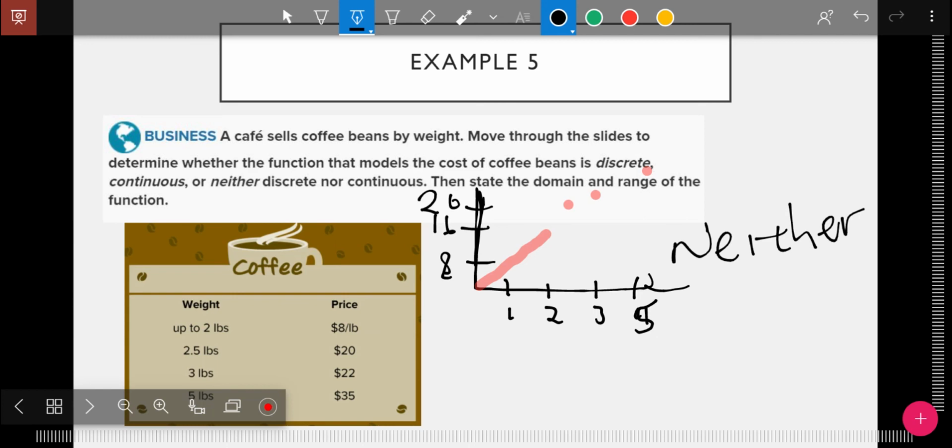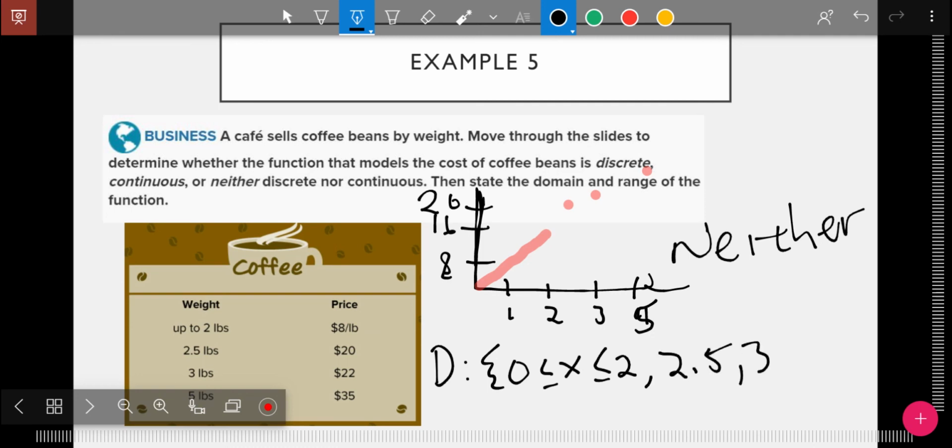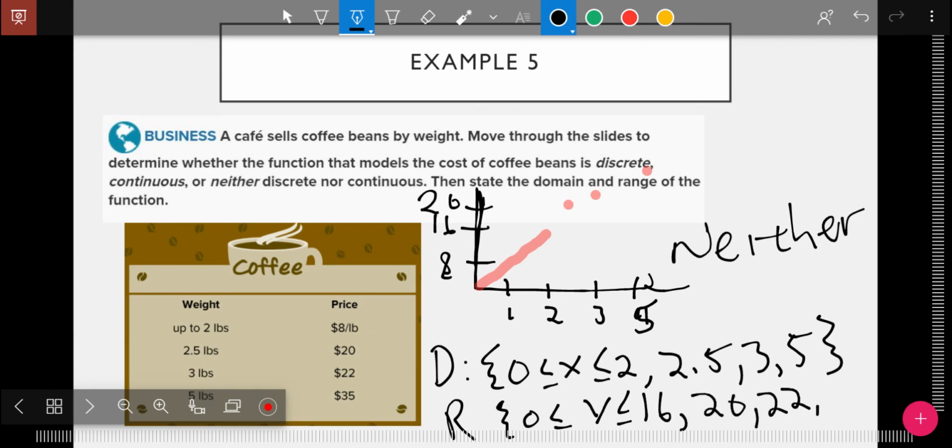Now, this problem also says, then state the domain and range. So let's talk about the domain. The domain is the set. Well, it went from 0 to 2, pretty continuous. So I'm going to say it goes from 0 to 2. But then it jumps to just random points, 2.5, 3, and 5. The range, same kind of thing happened. You started at $0. You went all the way up to 2 pounds, which was $16. But after that, you were just at these random points, 20, 22, and 35. And so that would be the domain and range for this problem.